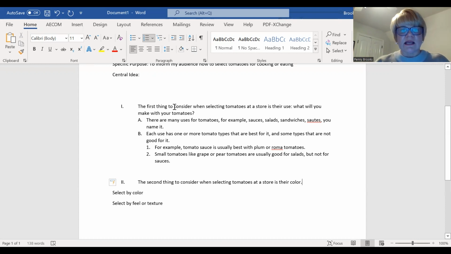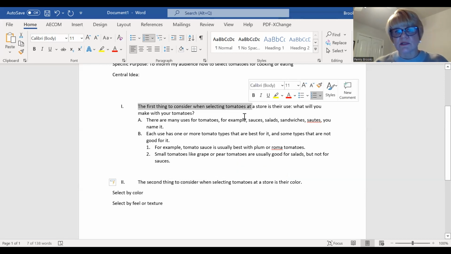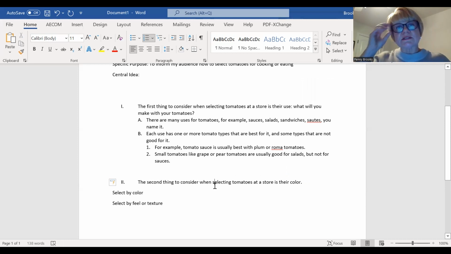Now notice that I started off by saying the first thing, and then I started by saying the second thing, and I mirrored that. The second thing to consider when selecting, the first thing to consider when selecting. This is a good aid for people in the audience. It tells them, okay, we finished with that first bit. The second thing mirrors what I've said before, letting them know we're still on the same topic of choosing tomatoes, but here's the next thing we're talking about: their color.